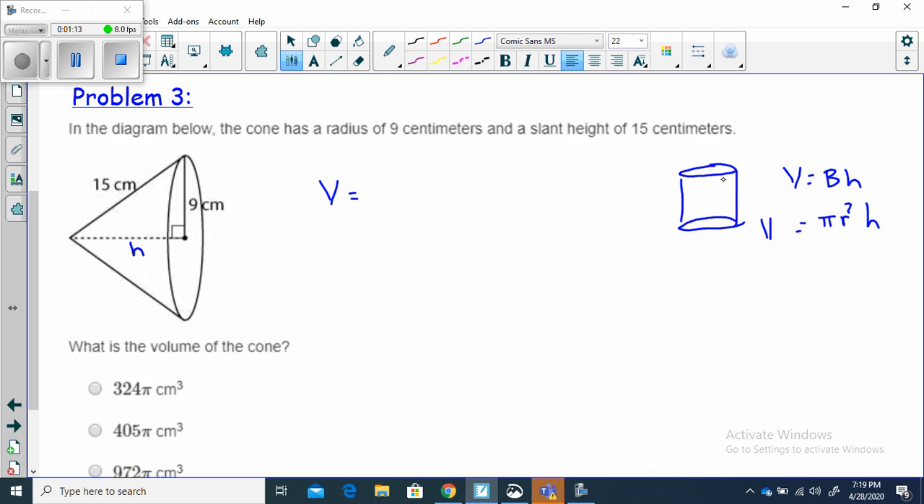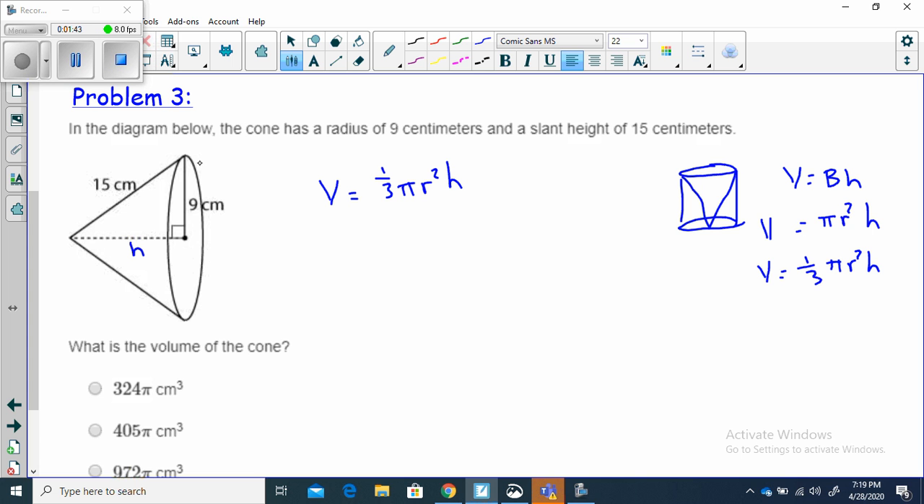But this is not a cylinder. We talked about a cone. If you take a cylinder and you take the cone out of it, that's 1/3. See, I got two sections over here. Your volume is 1/3 the volume of the cylinder, 1/3 pi r squared h. Volume is 1/3 pi r squared h. You can look this up on your formula sheet.